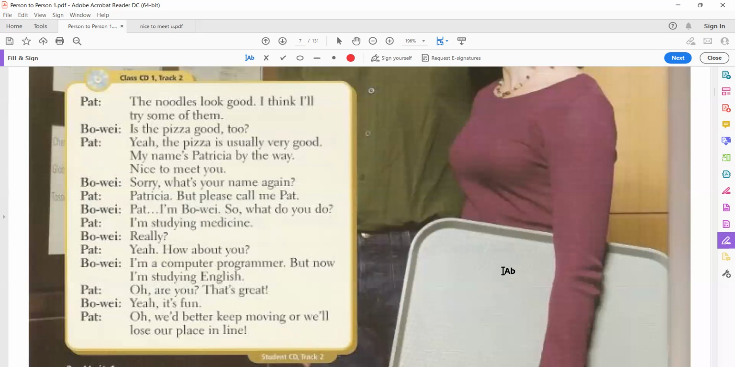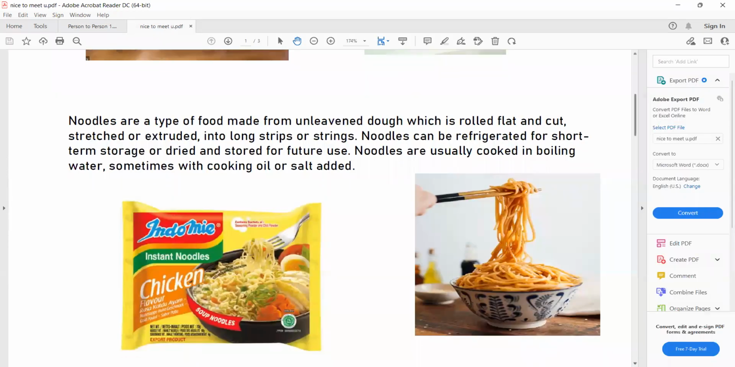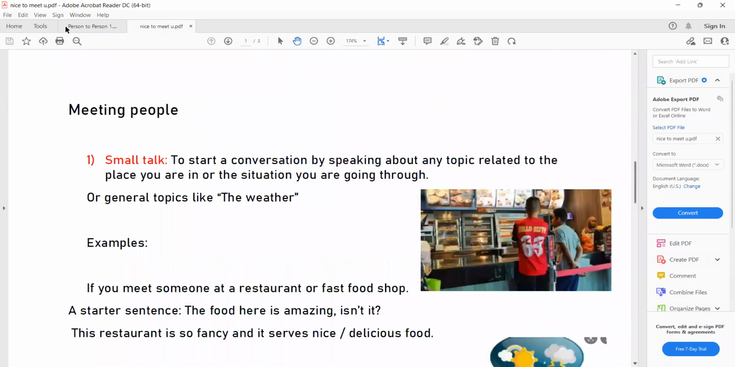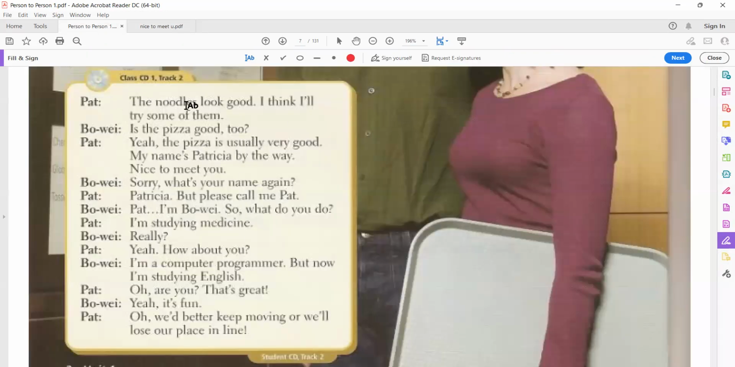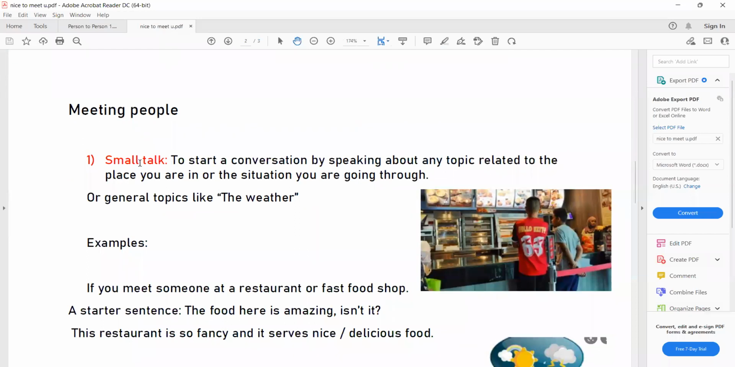Now, before we go further, let me explain something about the text. Here the text started with something called small talk. In English, small talk is used when you meet people for the first time or when you talk to someone for the first time. It's a way of starting a conversation. You can speak about topics that are related to the place you are in or the situation that you are going through. Or you can often speak about general topics like the weather.